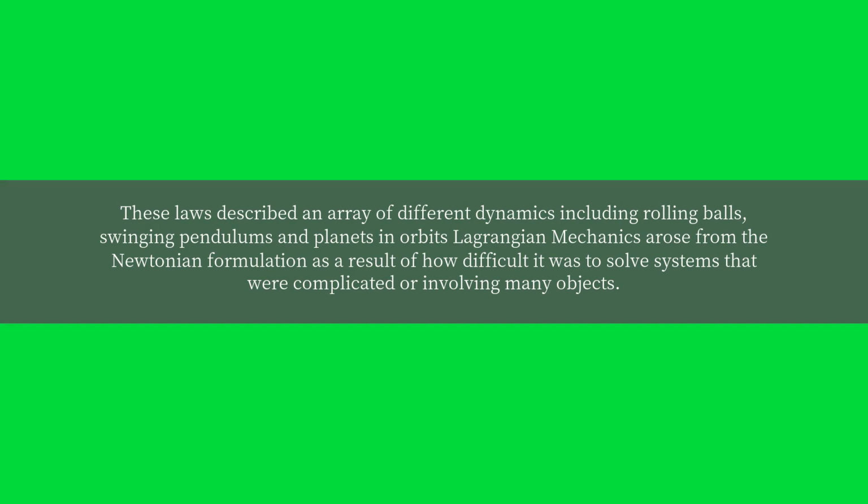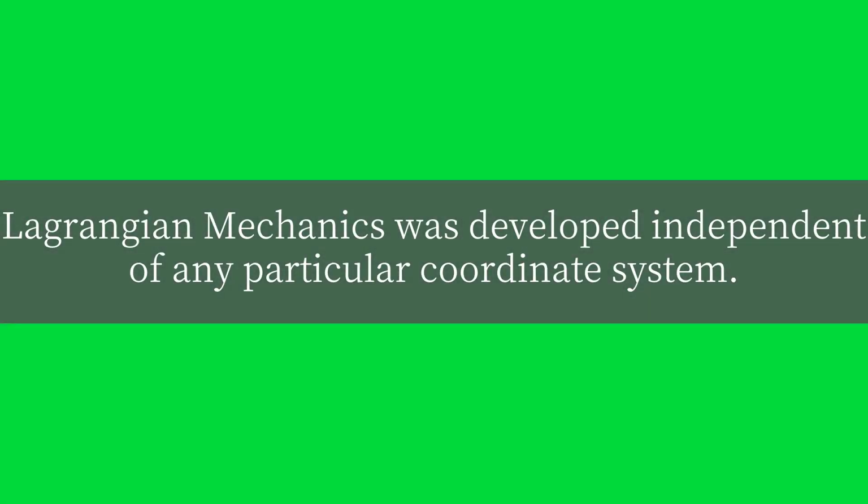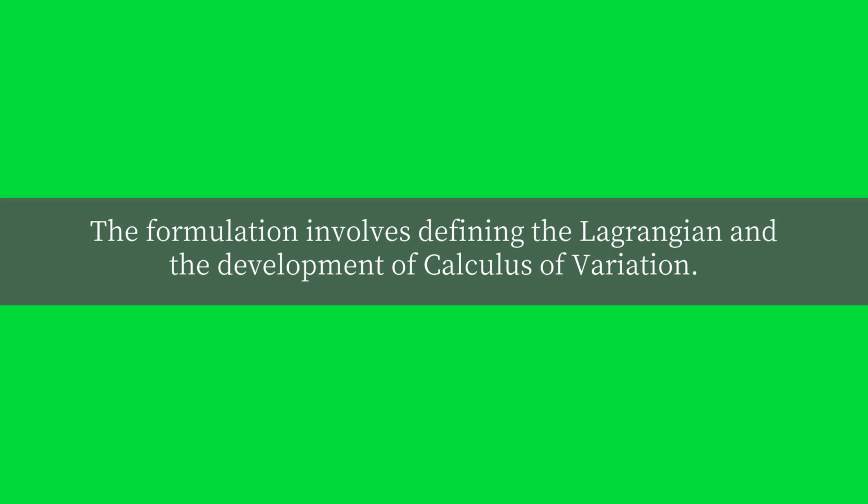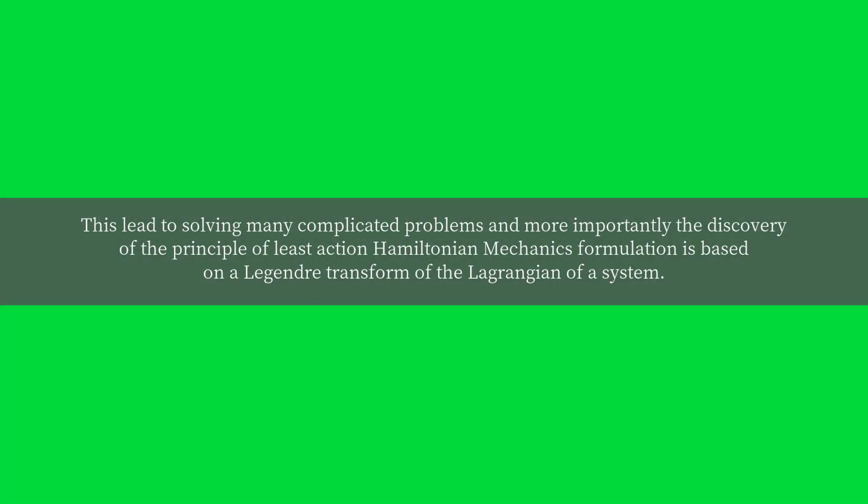Lagrangian mechanics arose from the Newtonian formulation as a result of how difficult it was to solve systems that were complicated or involving many objects. Lagrangian mechanics was developed independent of any particular coordinate system. The formulation involves defining the Lagrangian and the development of calculus of variation. This led to solving many complicated problems and, more importantly, the discovery of the principle of least action.